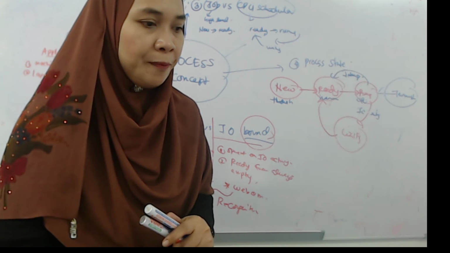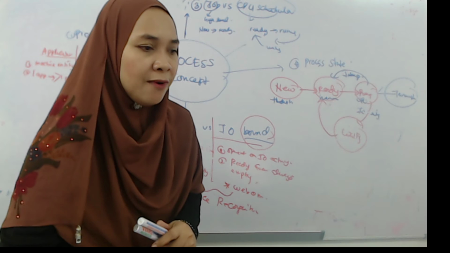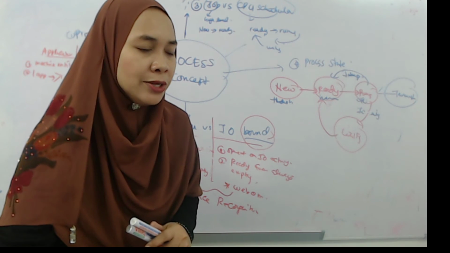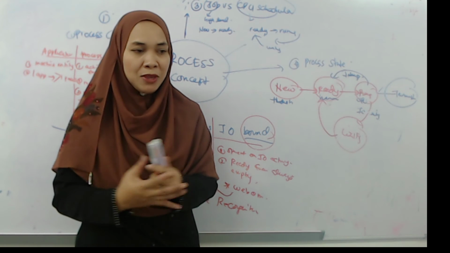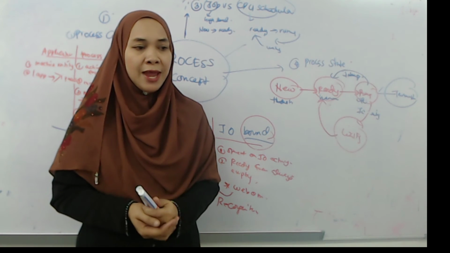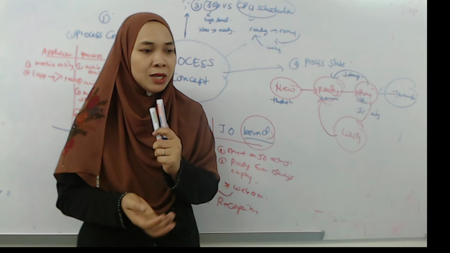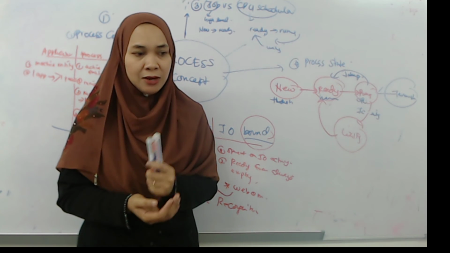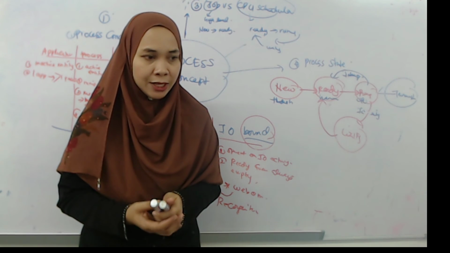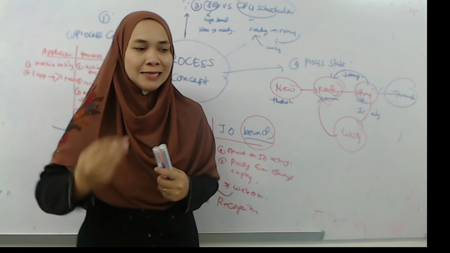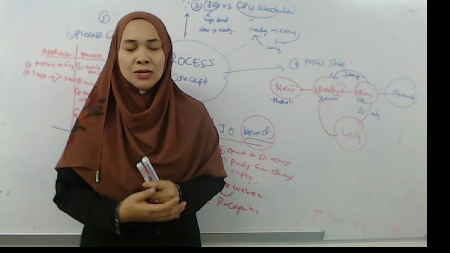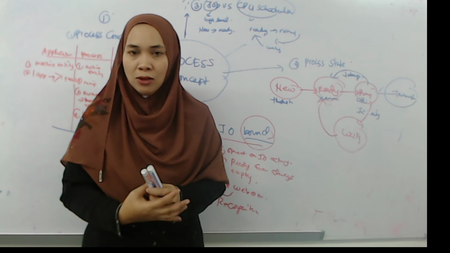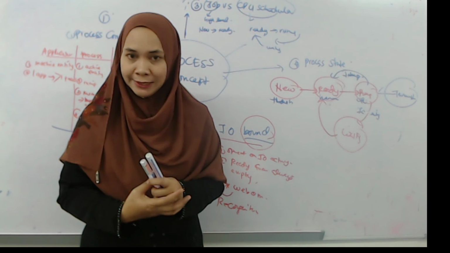Next, we look at PCB. PCB stands for process control block. In the process control block, we have CPU scheduling information, memory management information, accounting information, and also I/O status information. CPU scheduling information means information about the process priority, pointers to the scheduling queue, and also other parameters for scheduling.